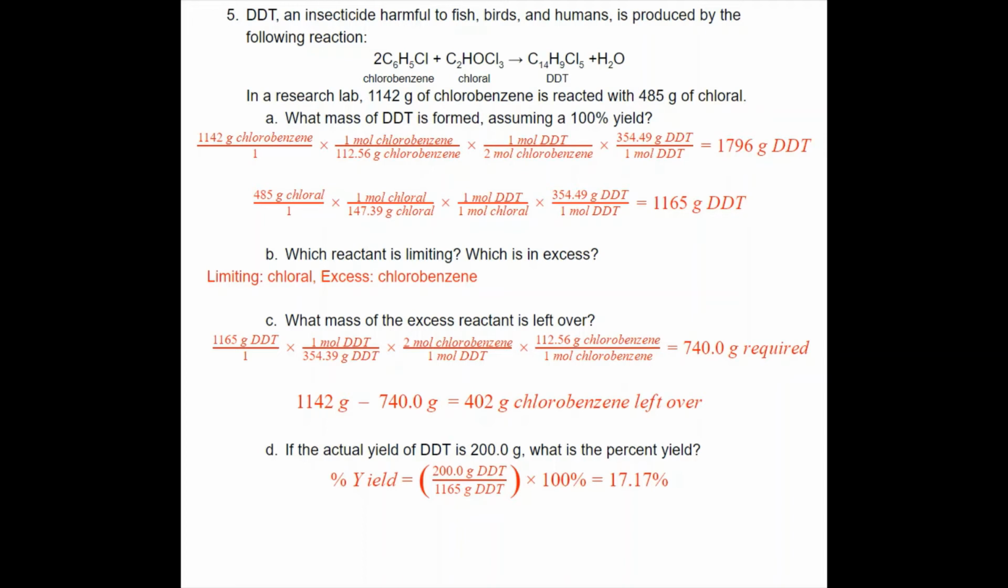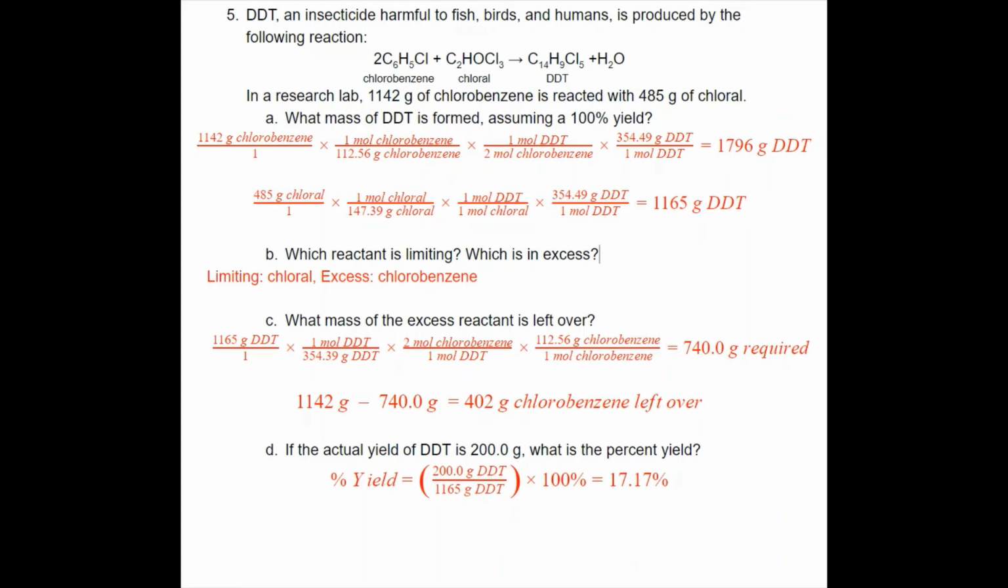So this is a limiting reactant problem. I'm going to need to do 2 calculations. So I'm going to start with my given amount of chlorobenzene and my given amount of chloral, and I'm going to use the molar mass of those 2 compounds to convert them into moles. Next, I need a mole ratio to convert from moles of chloral or chlorobenzene into moles of DDT. And then finally, I multiply by the molar mass here to get grams of DDT. So the maximum amount that I can produce is 1,165 grams because chloral is going to be my limiting reactant.